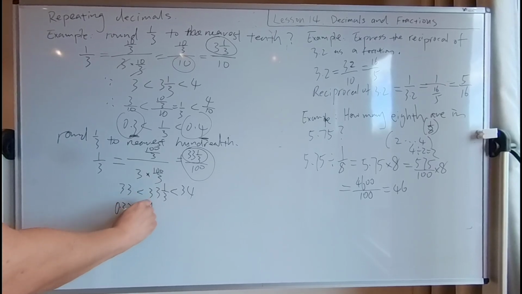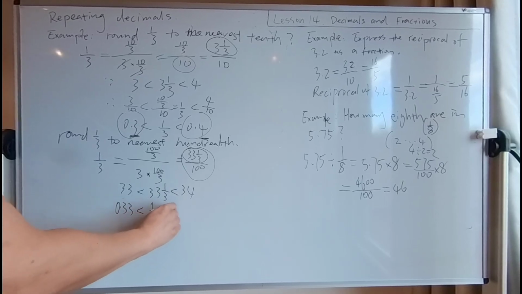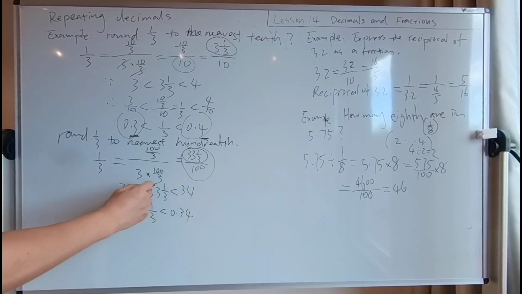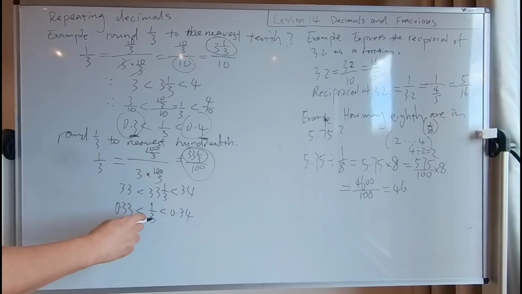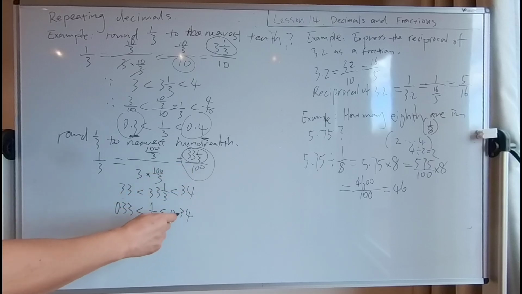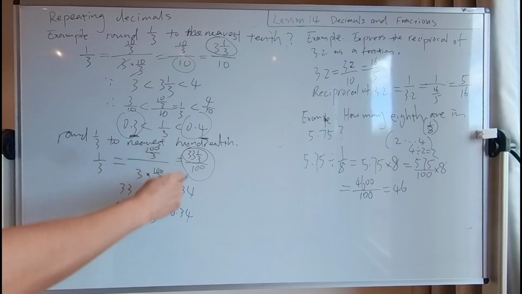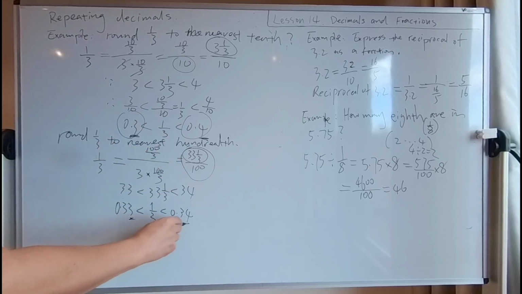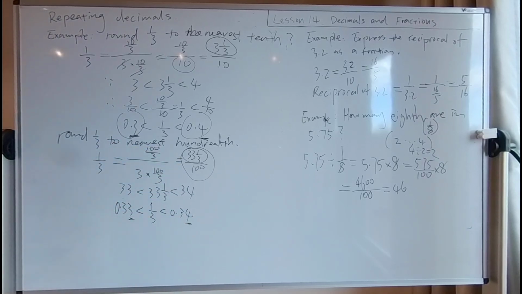I will tell that 1 over 3, this divided by 100, is our original amount, 1 over 3. And then 33 divided by 100 is 0.33. 34 divided by 100 is 0.34. So I can tell that if rounded to the hundredth decimal, then my number 1 over 3 is actually between 0.33 and 0.34.